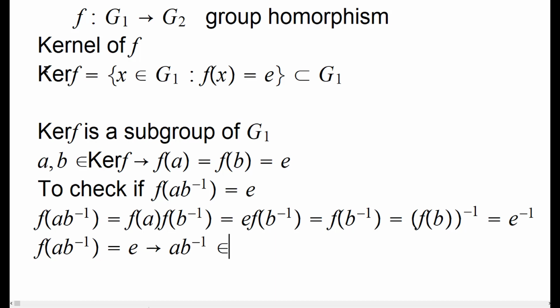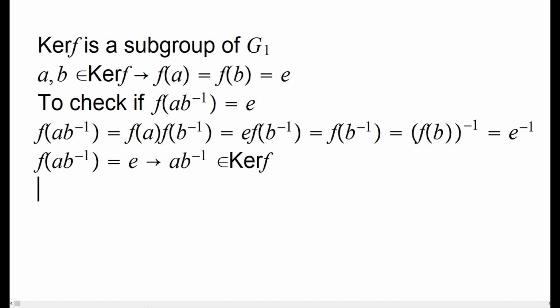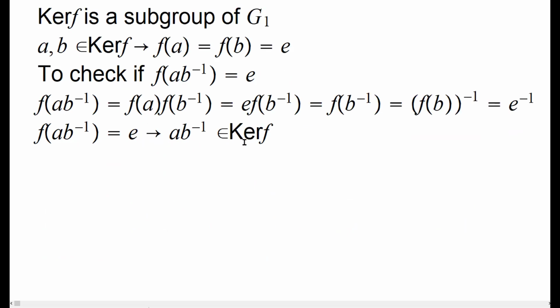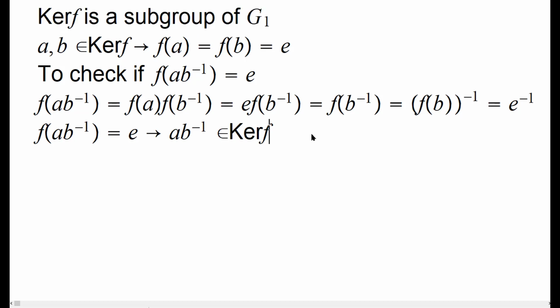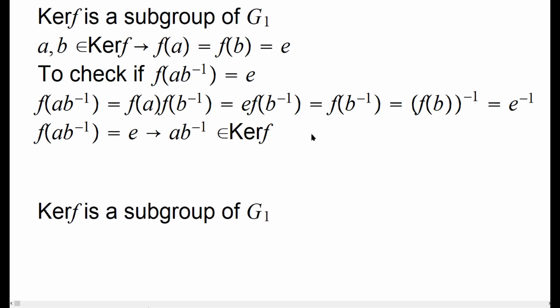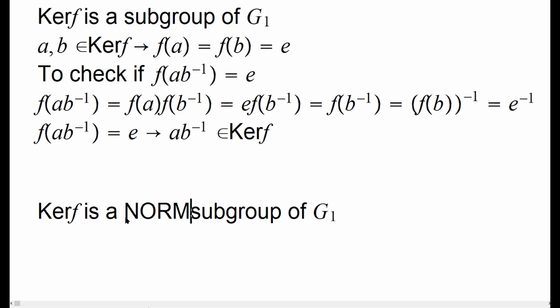Which means that the kernel of F is a subgroup, right? And likewise, we can also extend it to this statement that it's not only a subgroup, it is also a normal subgroup of G1. So how can we check that?